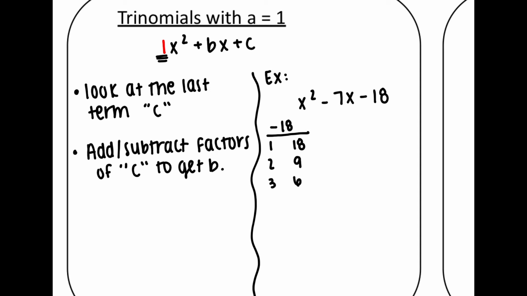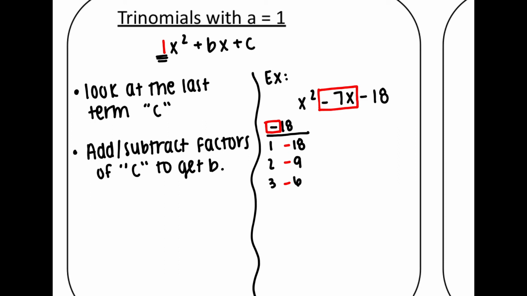Now we have to figure out what signs are going to go on these. So if you notice here, this is a negative 18. So that tells me that one of the numbers is going to be positive and one of the numbers is going to be negative. Now the way you decide that is by this middle term right here. So this middle term will tell you which of your numbers is negative, which of the bigger numbers is negative. So it's a negative 7x, so that tells me on all the bigger numbers, I'm going to put a negative sign. So negative 18, negative 9, negative 6.